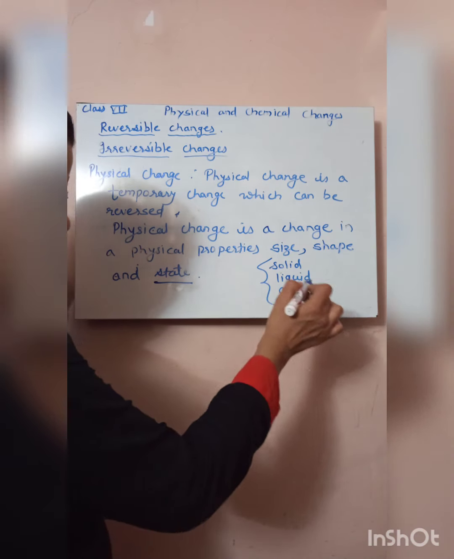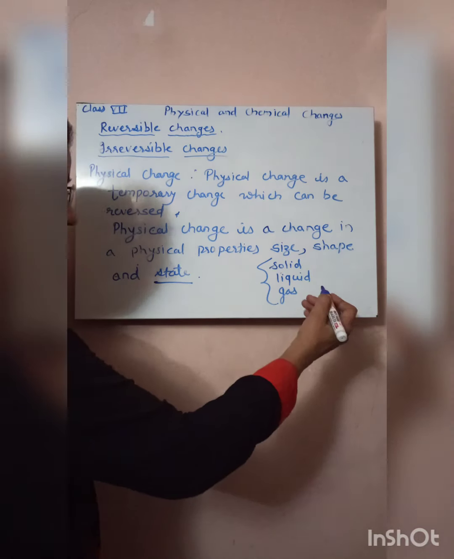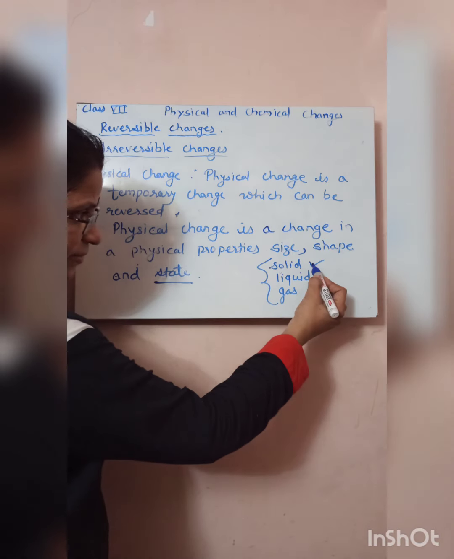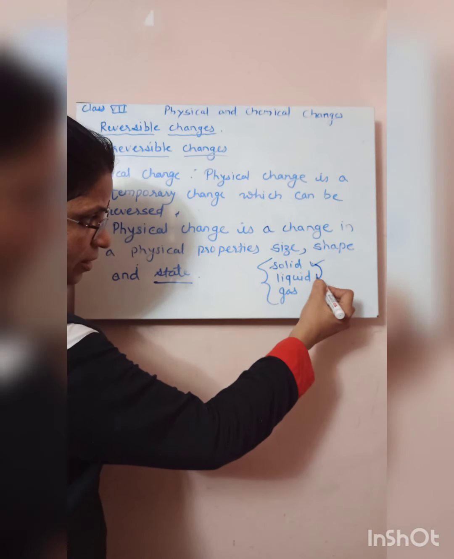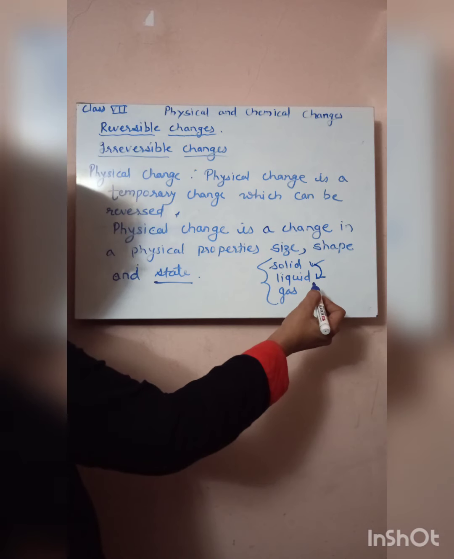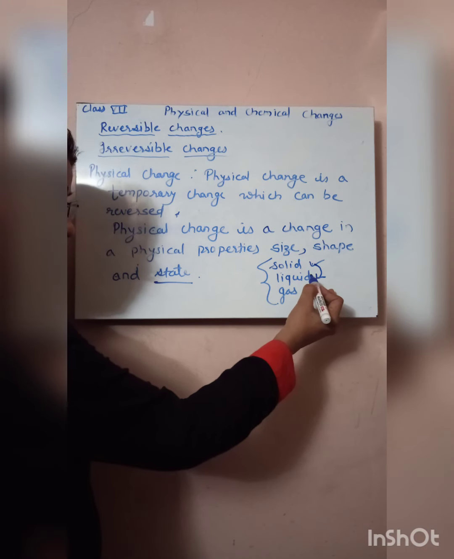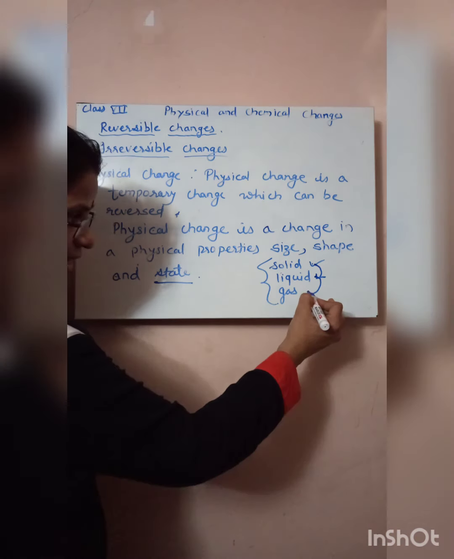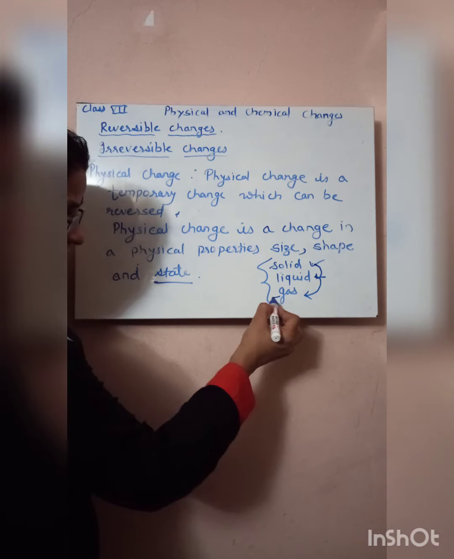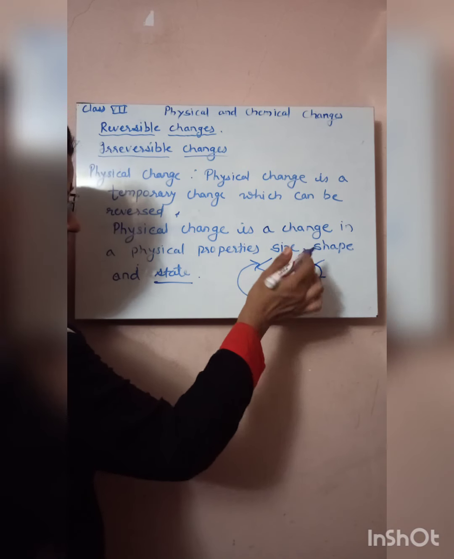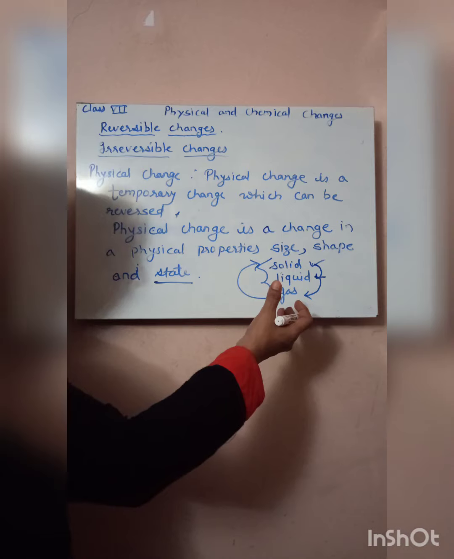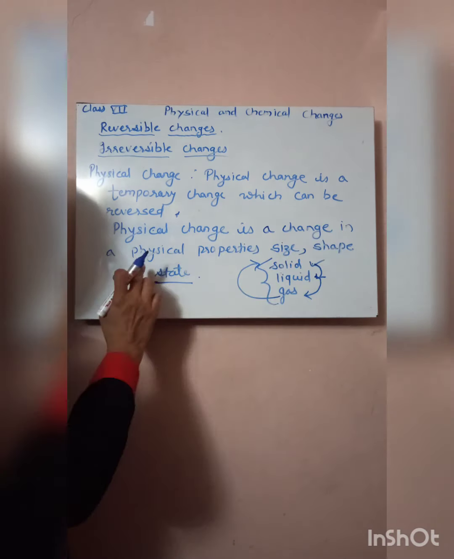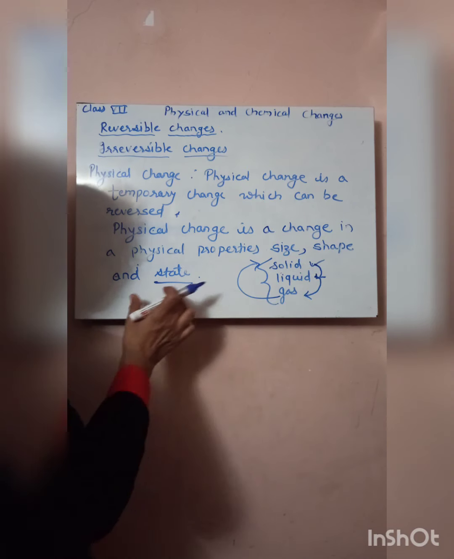So these states. Okay. So already you know that ice is in solid state. Okay. When ice is heated, it converts into liquid form, means water. Again, when liquid or water is heated, we get it in gaseous form. Okay, when again gas is cooled, we get solid again, means freeze after freezing. So here physical change is a change in physical properties like size, shape and state.